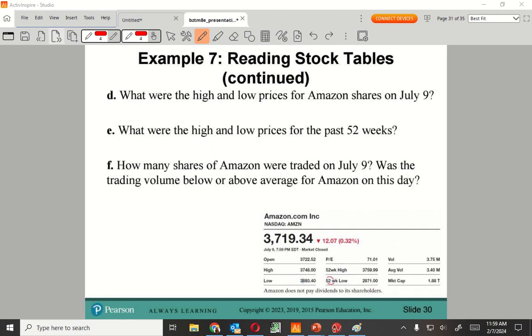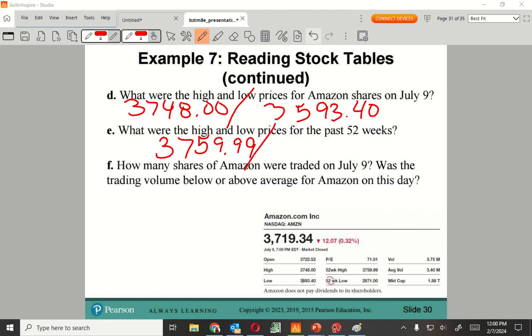What were the highs and lows for Amazon on July 9th? What was the high? 3,748.00. And then the low, 3,593.40. There you go. What are the highs and lows for the past 52 weeks? The 52-week high is right over there, 3,759.99. The next one is going to be the low.